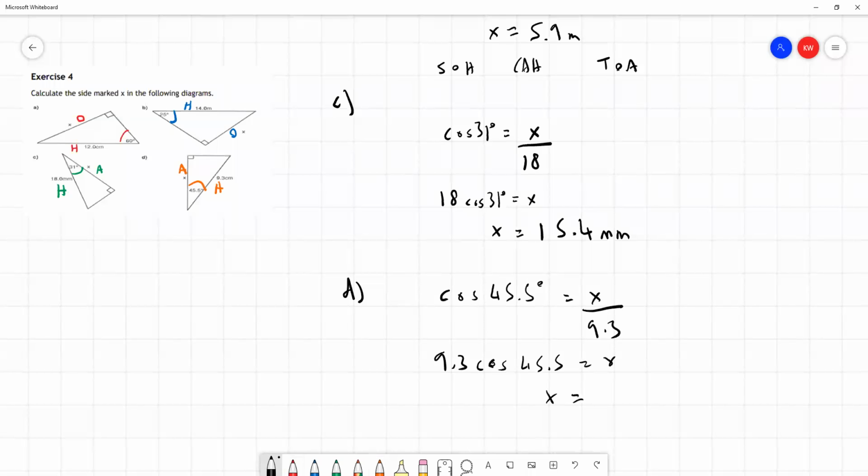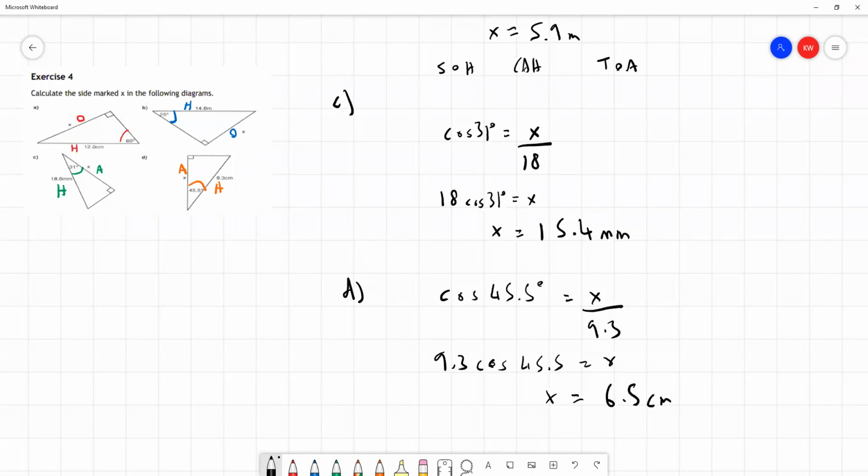Perform that calculation on our calculators to get the required answer. That comes to 6.5 to one decimal place, and our units in this case are centimetres, so we would write that at the end of our answer. This is the first four questions.